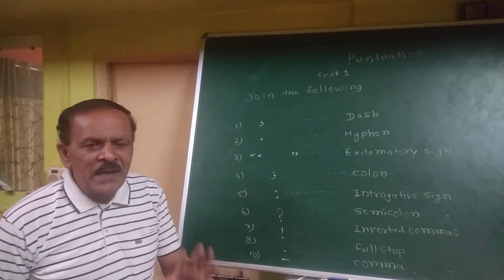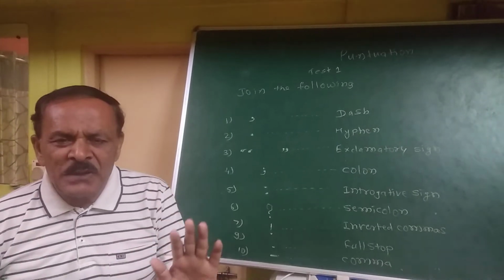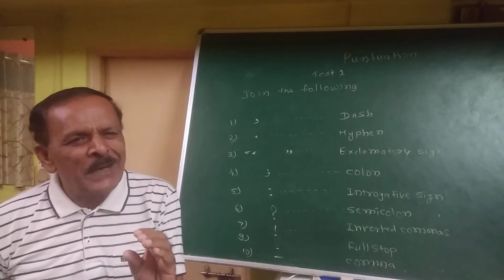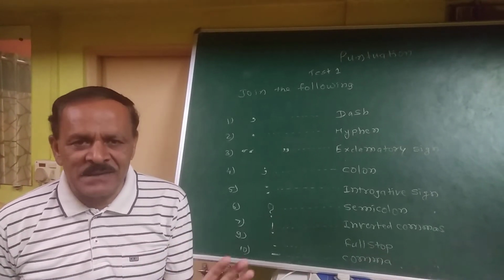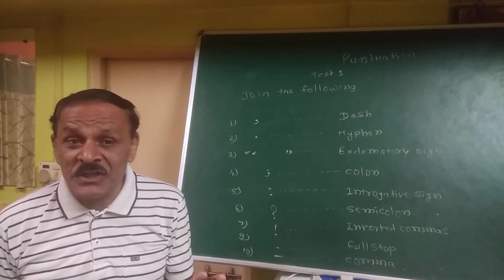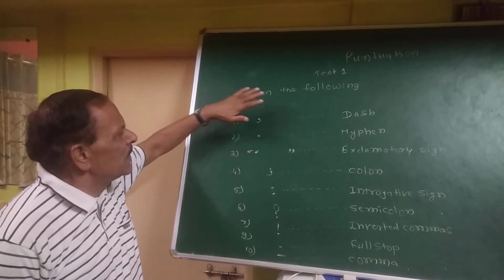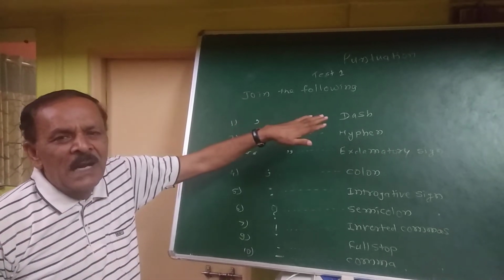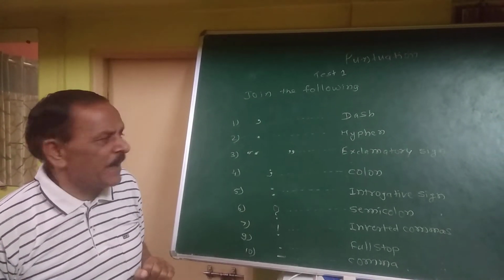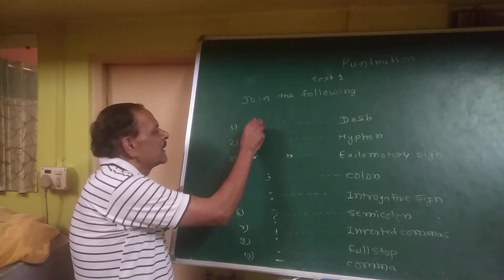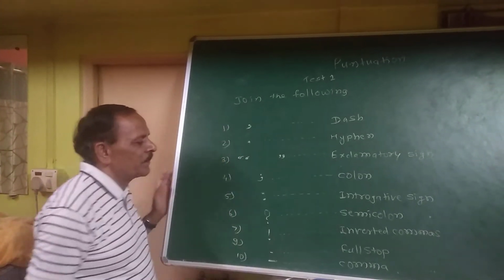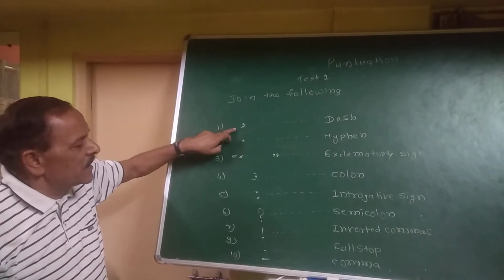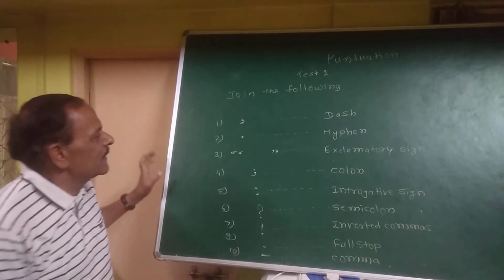Friends, I have already taught you 8 punctuation marks in English grammar. But today we are taking a very small and interesting test which you will like too much. And it's very simple. Join the pairs of punctuation marks and their names. Okay. First is comma. Search. Comma means like this. Search where comma is written.